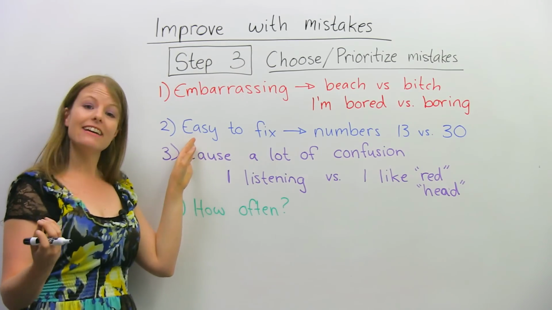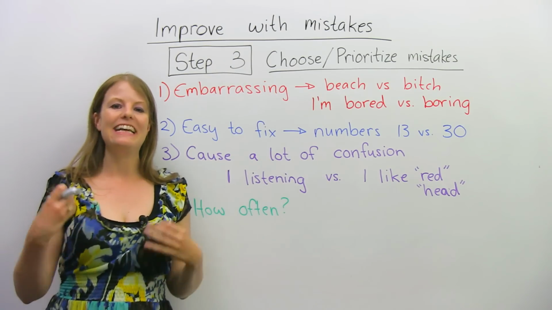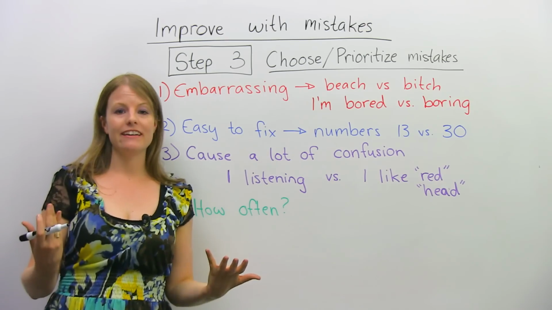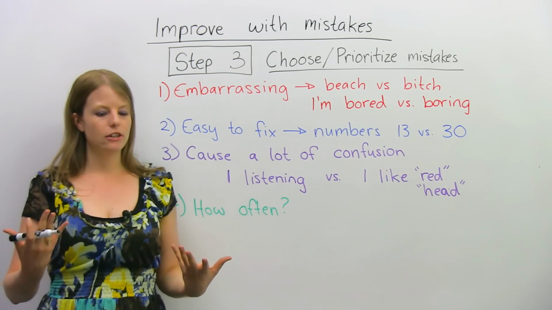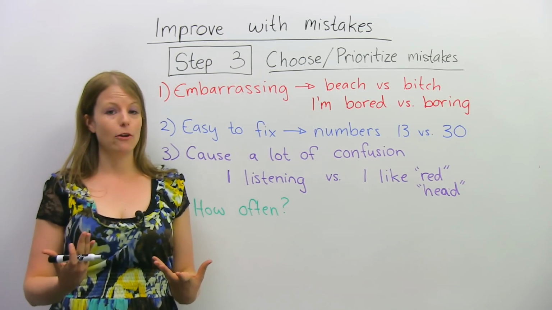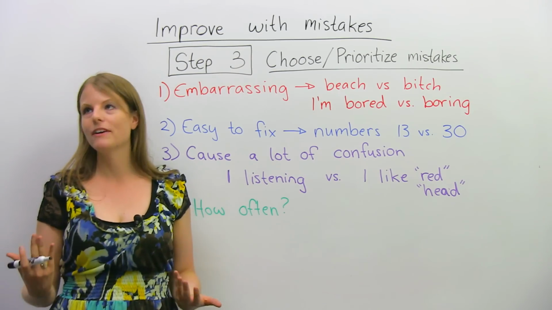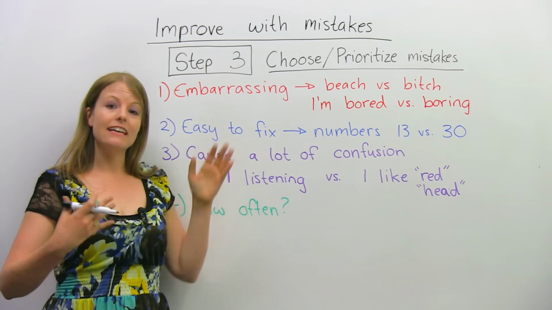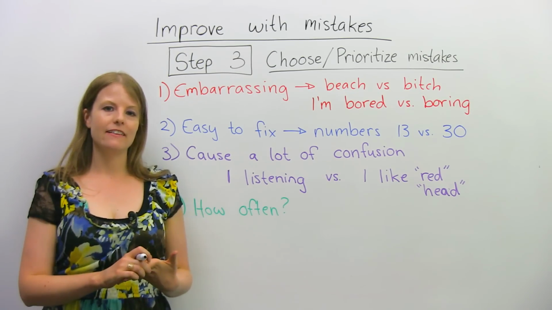Another type of mistake that you can prioritize or choose are the mistakes that are very easy to fix, okay? The nice thing about fixing these mistakes is you feel really good about it. Sometimes when you're learning a language, you start to feel bad because you think, I'm always making mistakes. Choosing an easy mistake to fix can give you more confidence. Okay, so it's good to fix the easy mistakes.